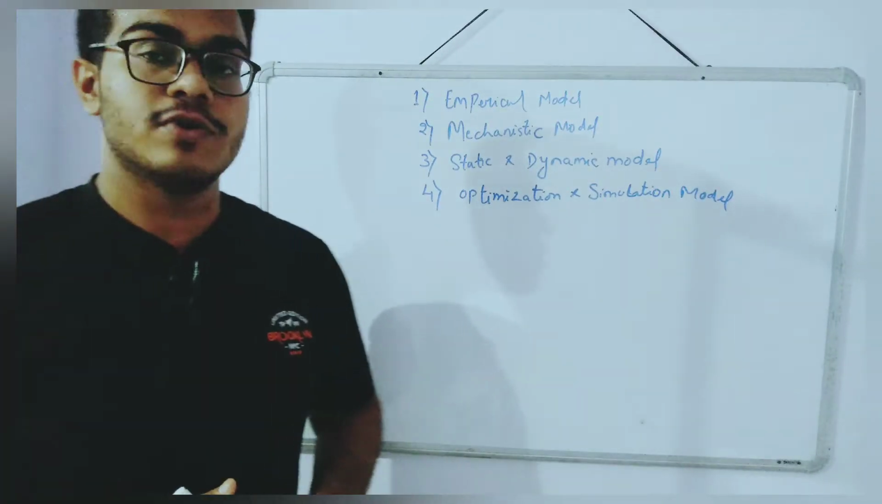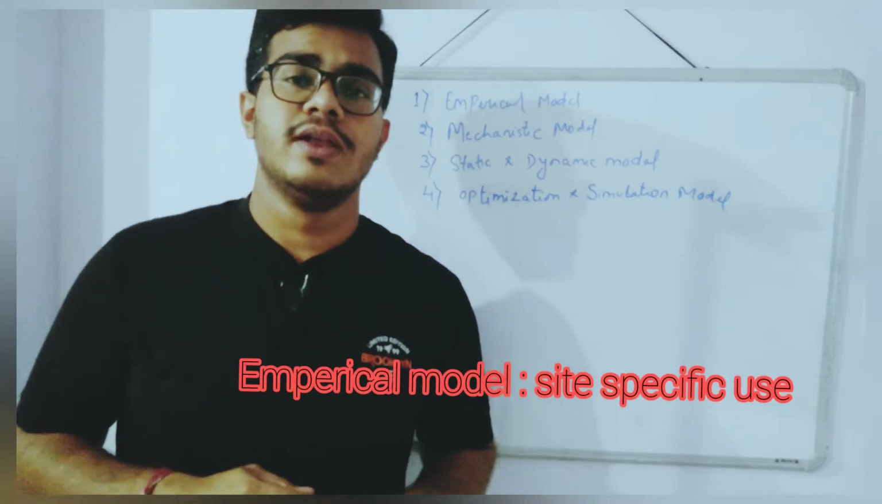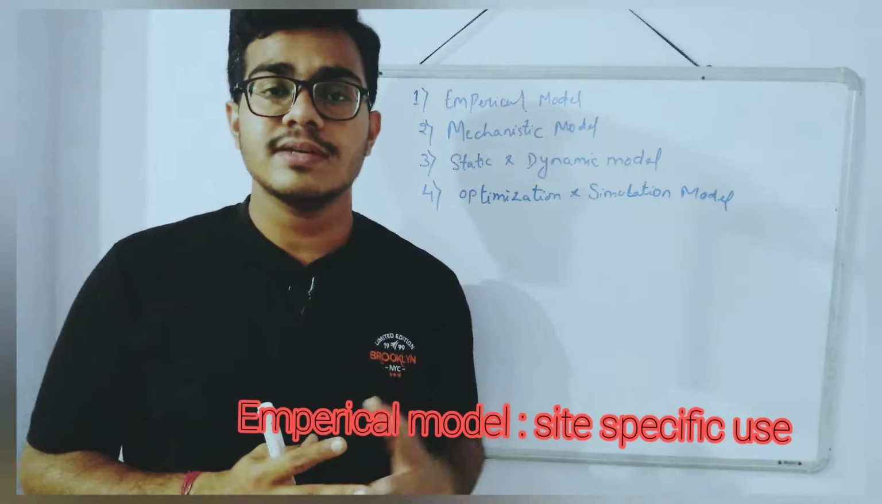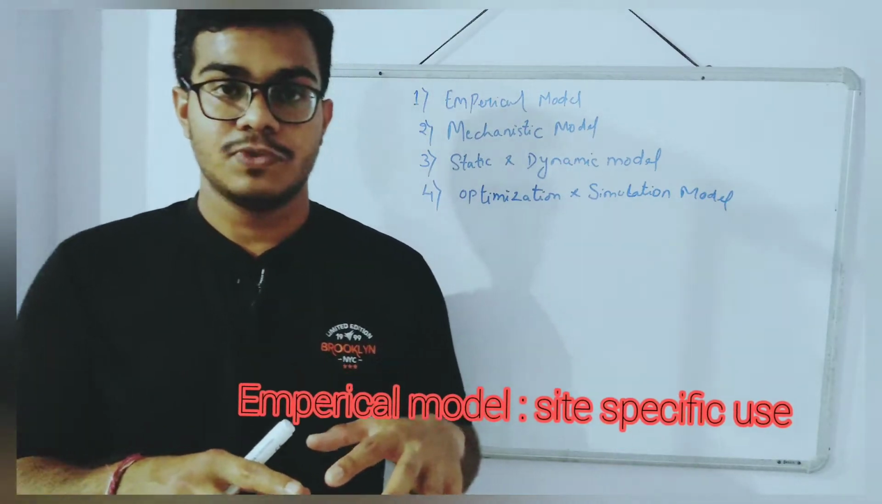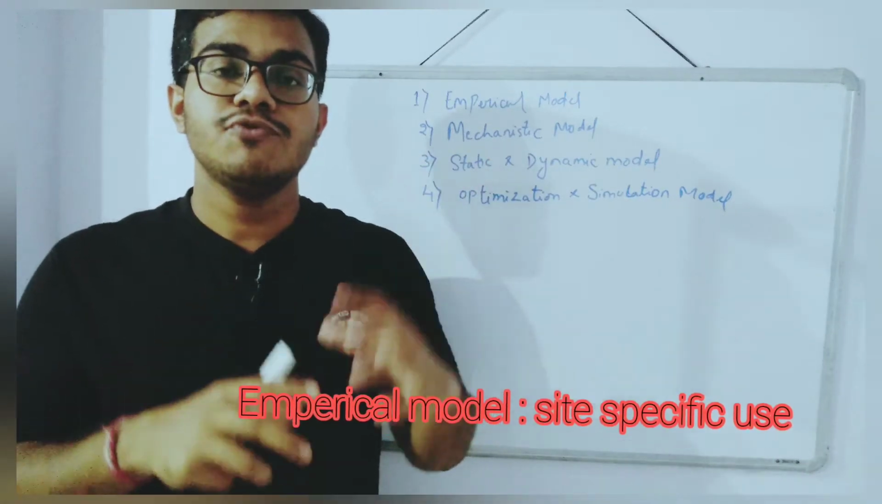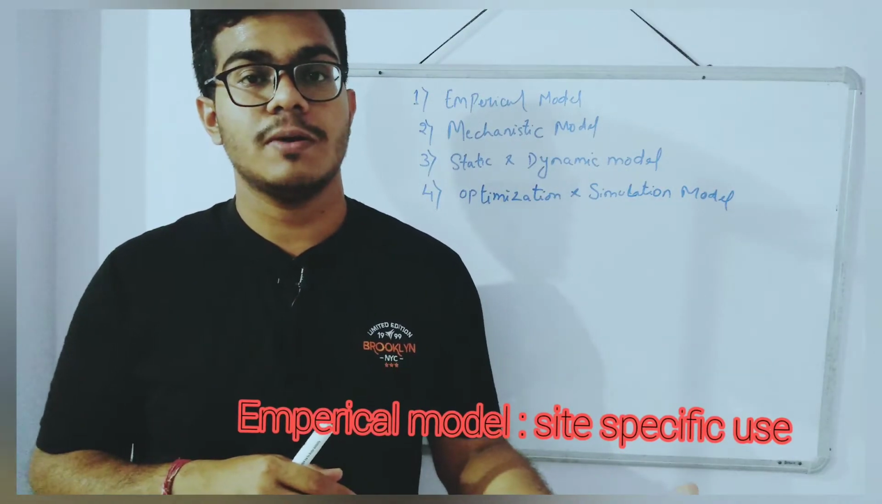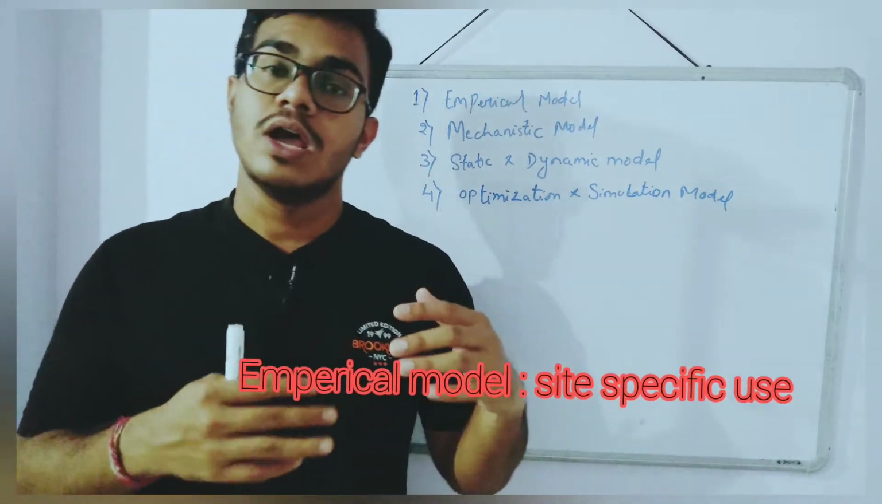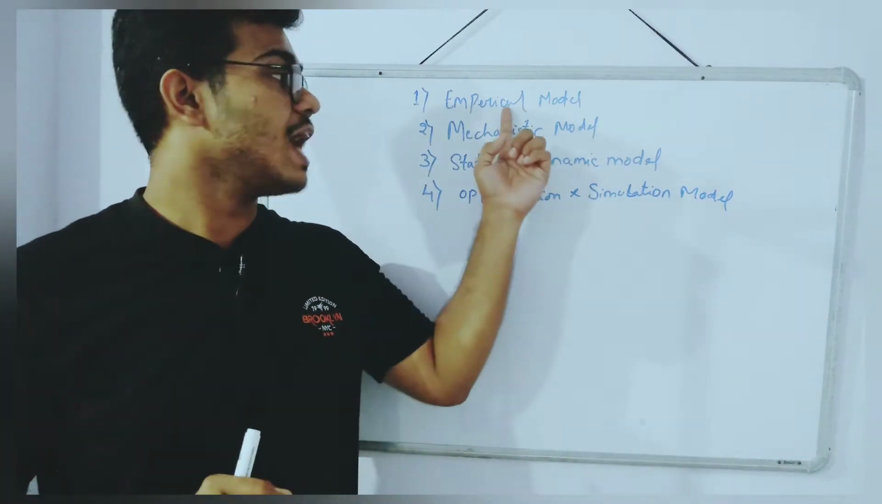So empirical model. Going to the first one, what is an empirical model? This empirical model helps us in determining the data at the site itself. So in the farm, if we have certain problems, like if we need to know how much amount of fertilizer we have to apply, or pesticides we have to apply, or the quantity of seeds that we need to sow, we can go for this empirical model.